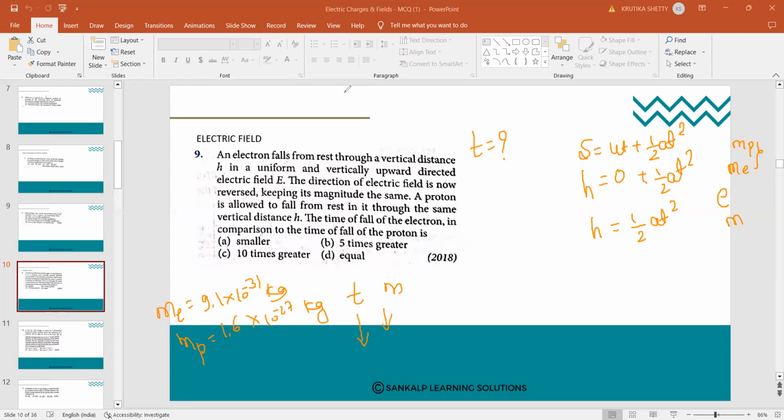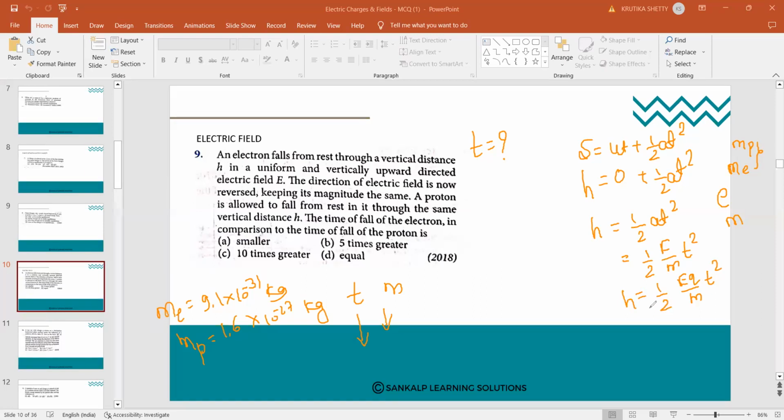So I am going to find out the mass relation. So h is equal to half at square. We are using this formula. In this formula, I'll take 1 by 2 a, where acceleration is written as force upon mass, according to Newton. Then 1 upon 2, force according to the electric field intensity formula is E into Q, upon M into T square. Now h is equal to 1 by 2 EQ upon M into T square.